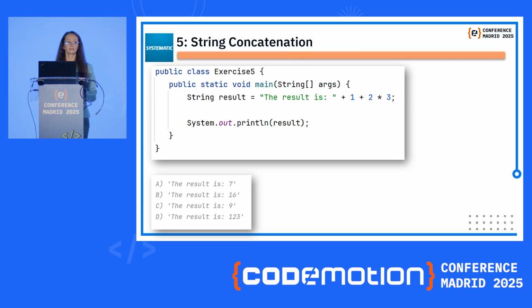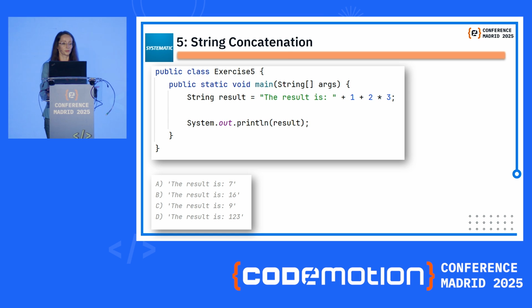If we were to run this simple line of code and print the result, what do you think we will get? The result is obviously common. I didn't bother to try to trick you there, but what we will get afterwards, is it a 7, a 16, a 9, or 1 to 3? These are the options. I think I forgot to reveal the answer for the previous one, sorry. Now let's see what you think for this exercise. So what do you think the right answer is?